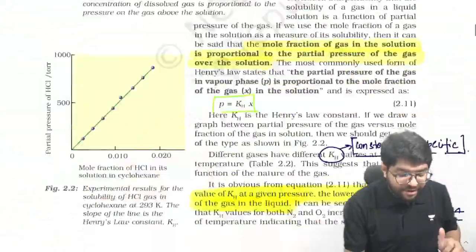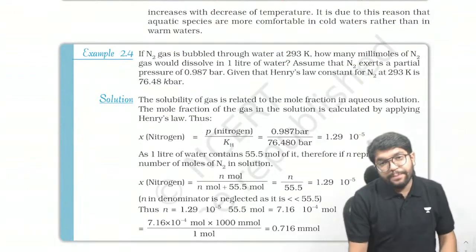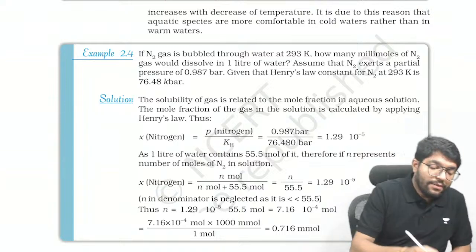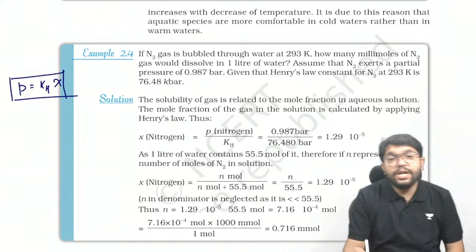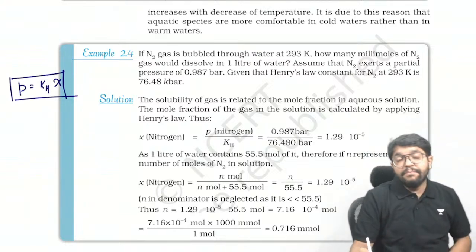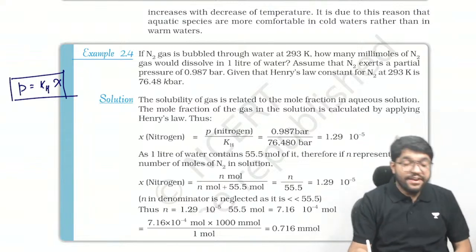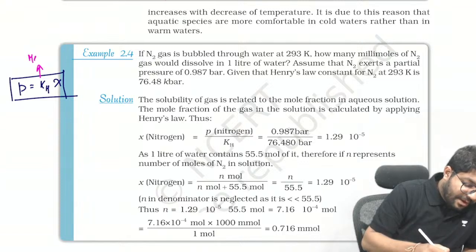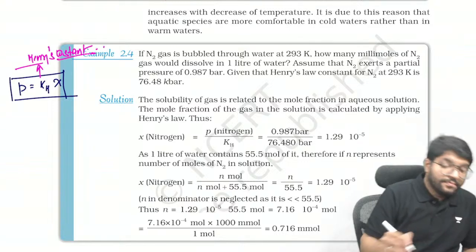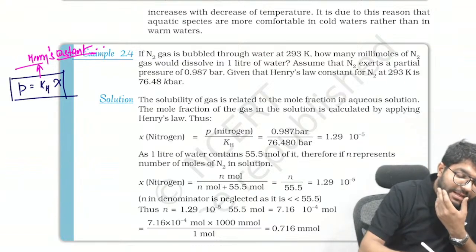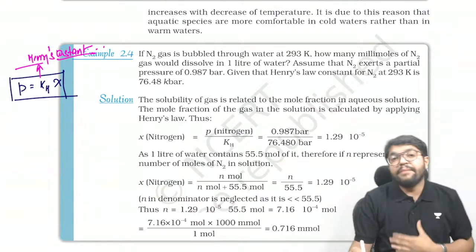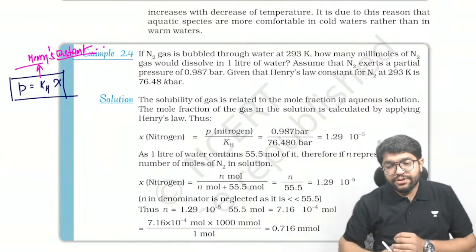We move forward, we have a concept which is called Henry's Law. And what was Henry's Law, sir? My partial pressure is equal to KH into chi, proportional to the mole fraction. So partial pressure is proportional to the mole fraction. Constant is Henry's constant. If N2 is bubbled through the water at 293 Kelvin, how many millimoles? Just an indication of writing millimoles, nothing else, like ml. When the volume is less, we use ml, and that is the intention of writing millimoles also.